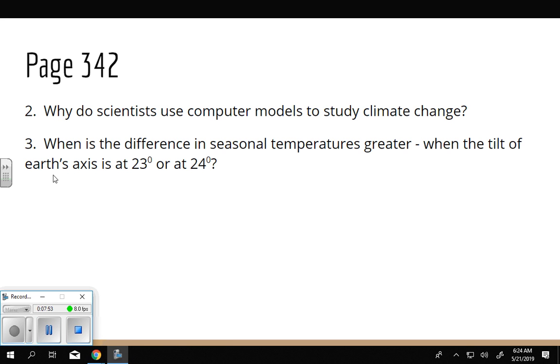Question 3, when is the difference in seasonal temperatures greater, when the tilt of Earth's axis is at 23 degrees or at 24 degrees? Answer, at 24 degrees.